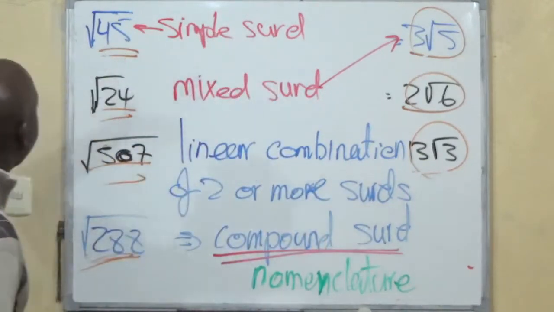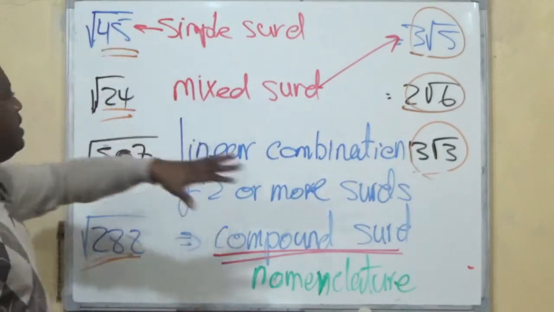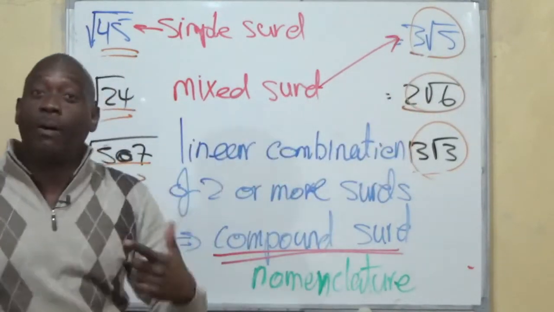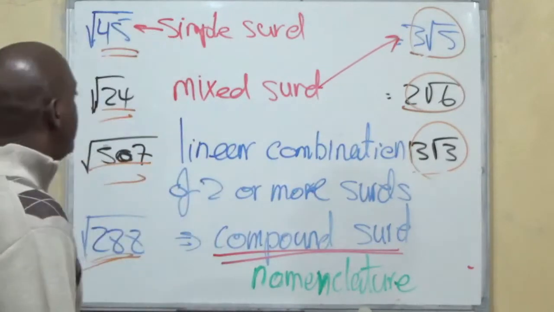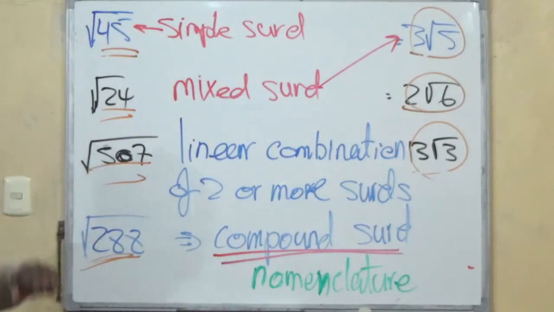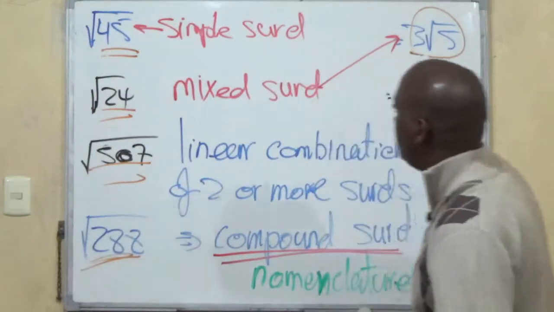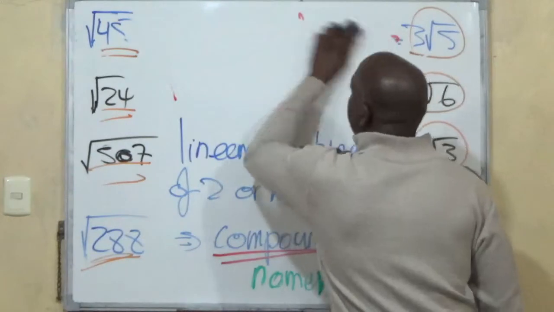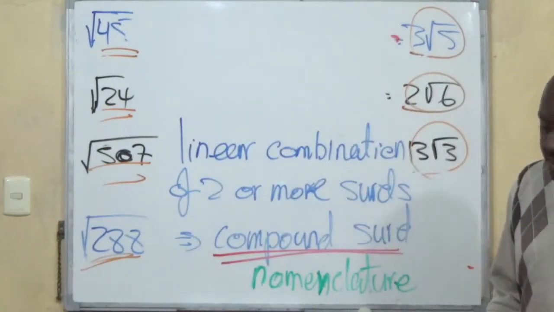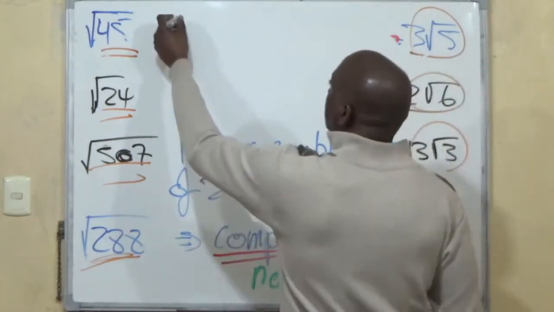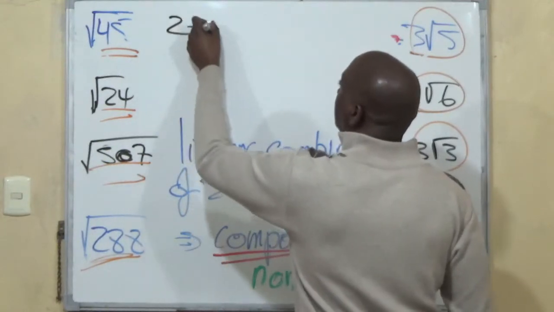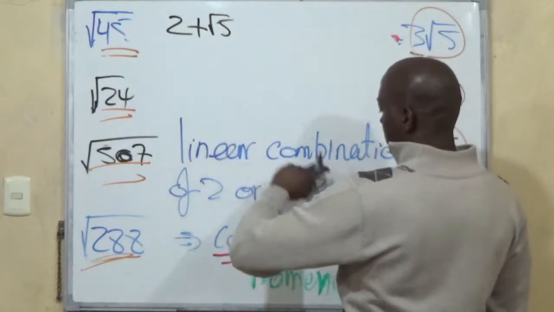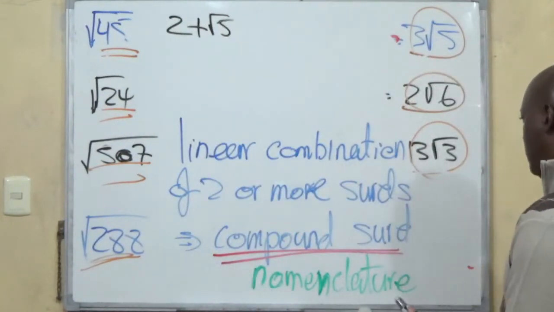So that when you see a simple surd, boom, you know what is a simple surd. You see a mixed surd, boom, you can recognize a mixed surd. And then you have the compound surds. Let me do some examples too now. All right? So let me clear some space and we're going to use some of these same numbers on the board to describe the compound surd. So a compound surd could look like this. A compound surd could be 2 plus root 5. That's a compound surd. Because you have a combination of two or more surds.